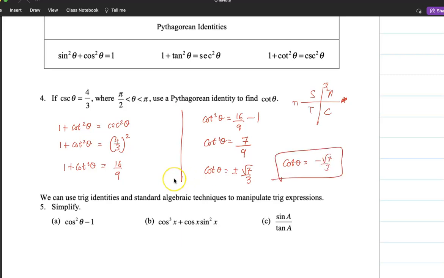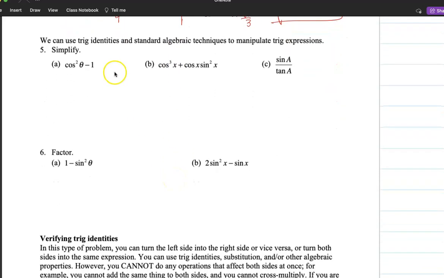Now, we can use trigonometric identities and standard algebraic techniques to manipulate trigonometric expressions. This is very important. Keep all those identities in front of you.